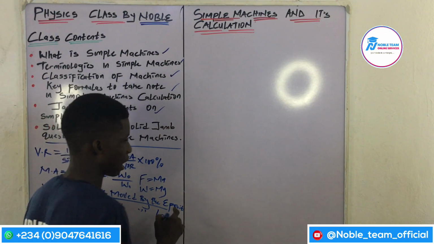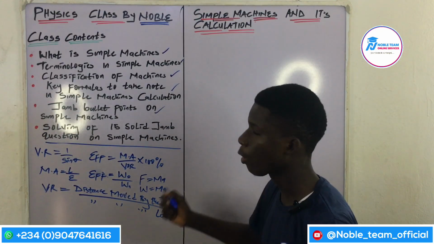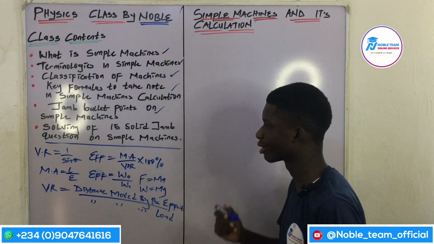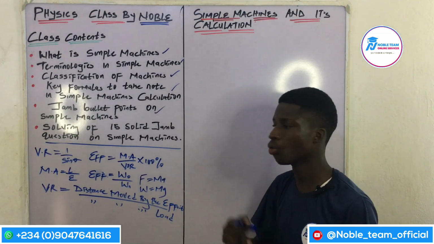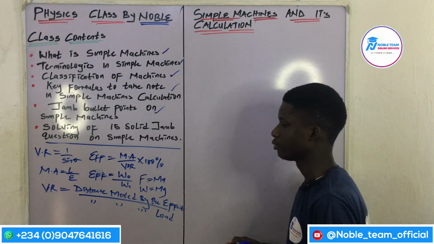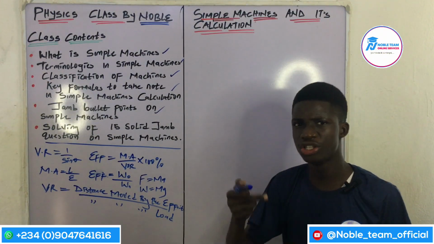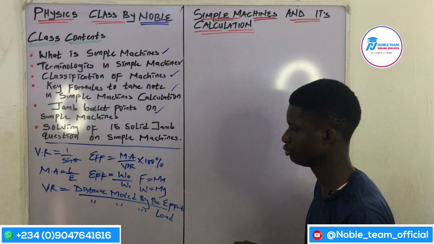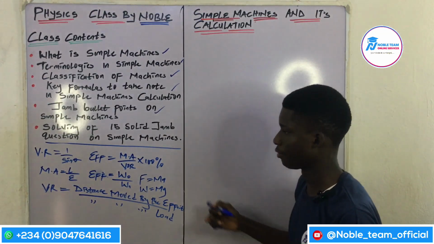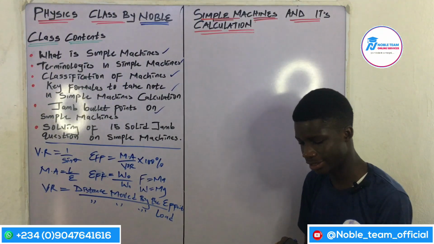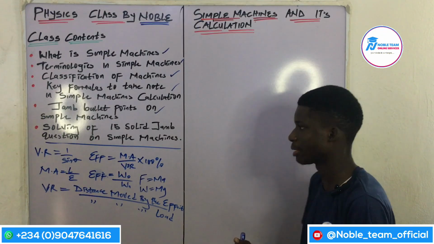I want us to take note of something I think I didn't list out. The work output, which is the load, is always greater than the work input, which is the effort. Also take note that mechanical advantage is always less than the velocity ratio. When we solve questions, you will understand why I said so. Pay attention here, because this is a core, important JAMB first question.